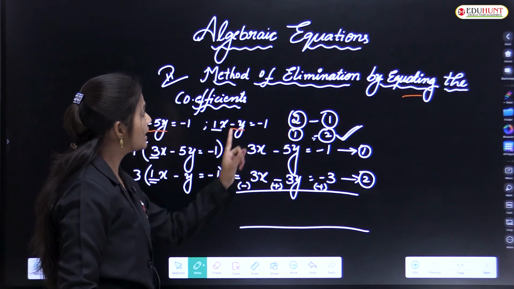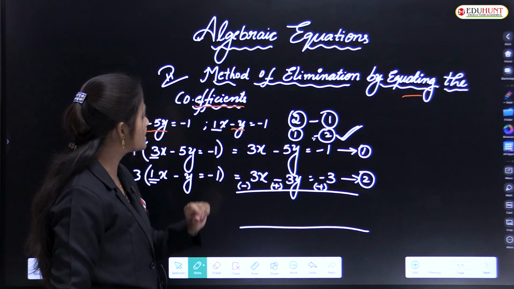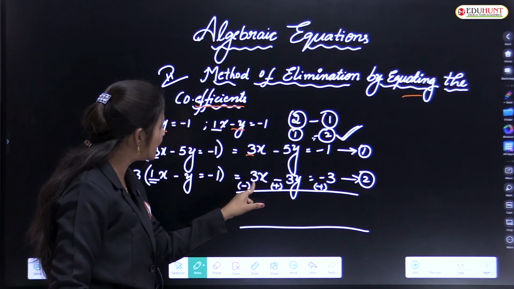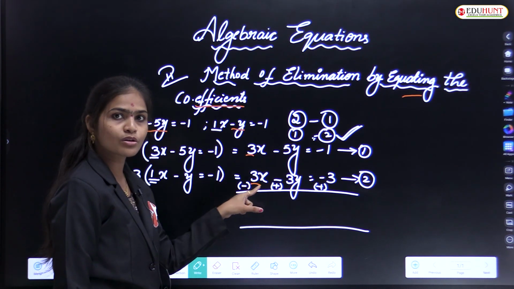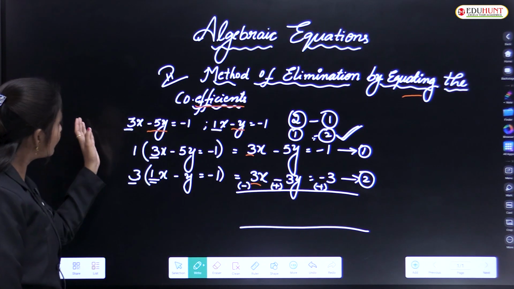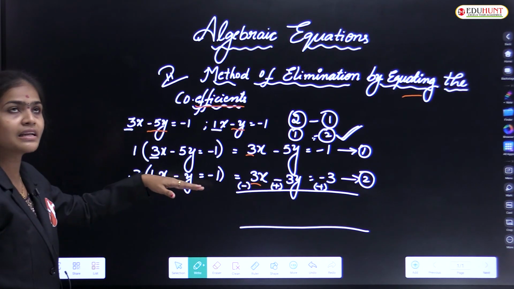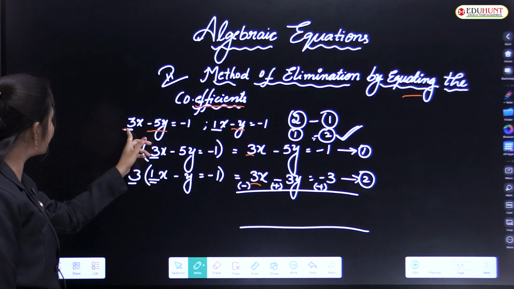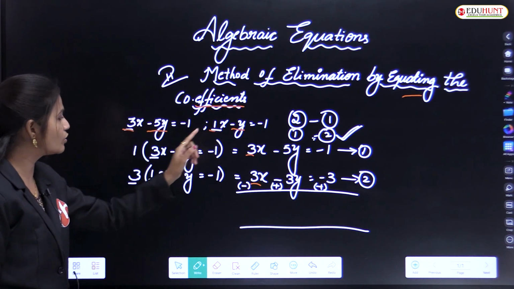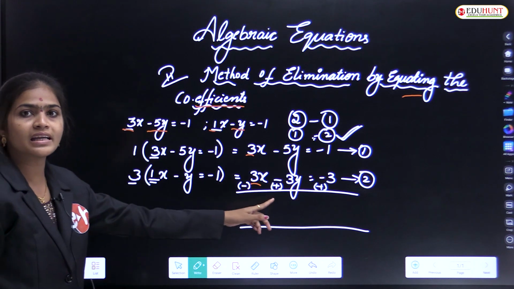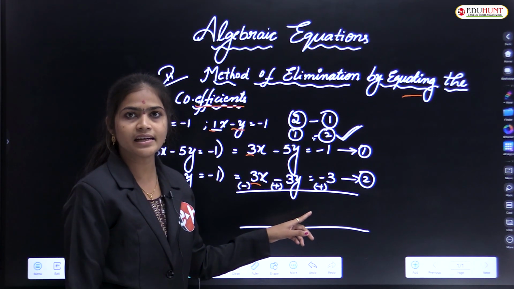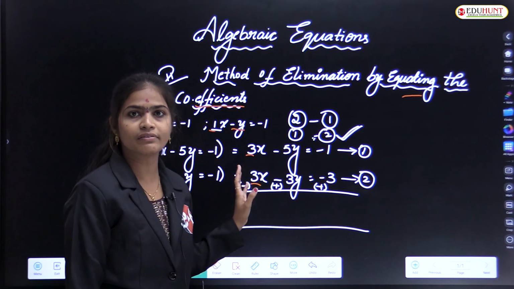Now just observe, equating the coefficients they are saying. Now do these two have equal coefficients or not? Here the x coefficient is 3, the x coefficient is 3. Before that, in the equations given, the x coefficient was 3 and here it was 1, different coefficients. After multiplication we got the same coefficients. Understand? So this is the meaning of the given method.